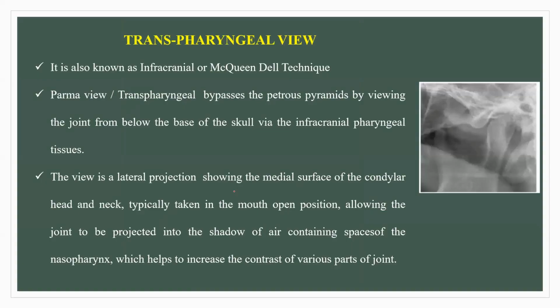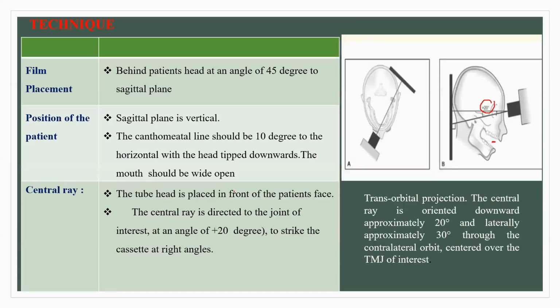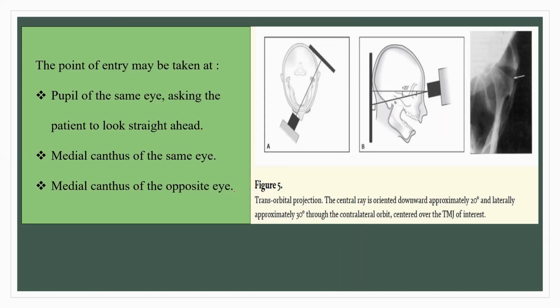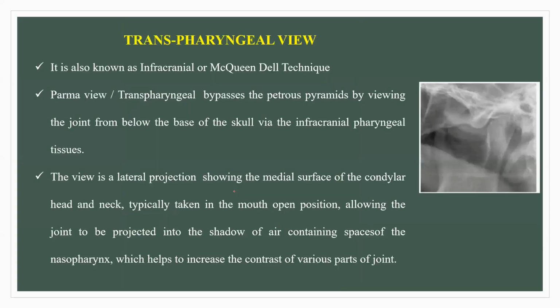Coming to transpharyngeal view, so that is quite simple. You can remember the cassette is being placed at plus 45 degree and the central ray being entering at plus 20 degree, and the point of entry can be from pupil of the same eye, medial canthus of the same eye, or the medial canthus of the opposite eye.